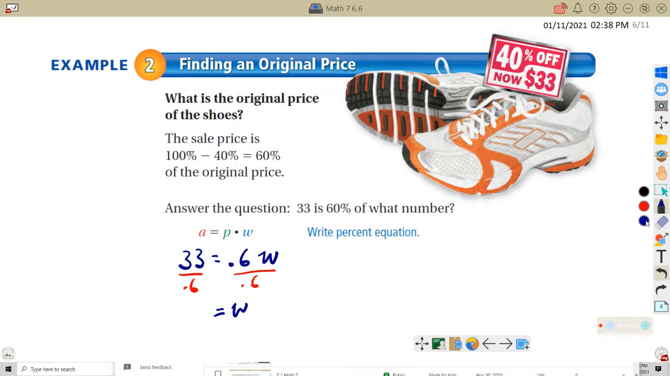$55. And in this case, it's dollars, right? Because we're buying something, it's $55 originally, 40% off, you get $33. Okay, so I like this method. Again, if it's 40% off, you're paying 60%. You're not paying 40% of it. You're paying 60% of it. So don't use the 40, use the 60. Okay.